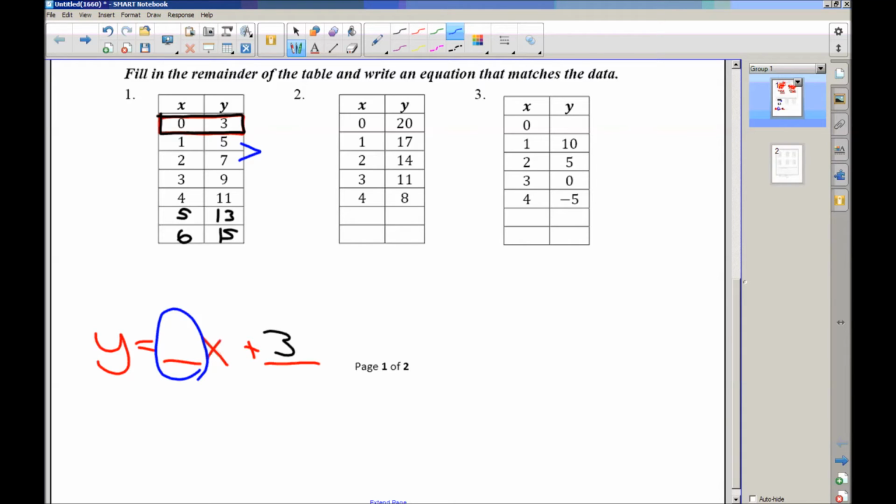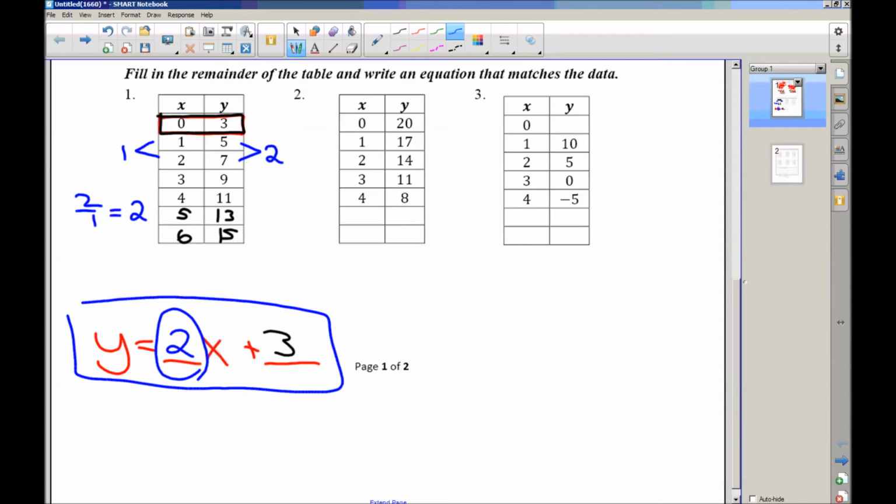And then we find the change in each side. The change in the y's is going up by 2, and the change in the x's is going up by 1. And what we put in this spot is the division of 2 divided by 1, the change in the y's divided by the change in the x's. So that makes 2. So 2x plus 3. All right, so this is our final equation: y equals 2x plus 3.